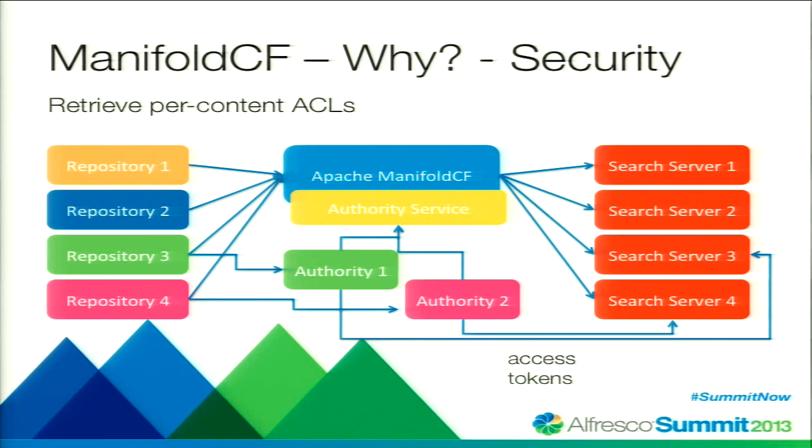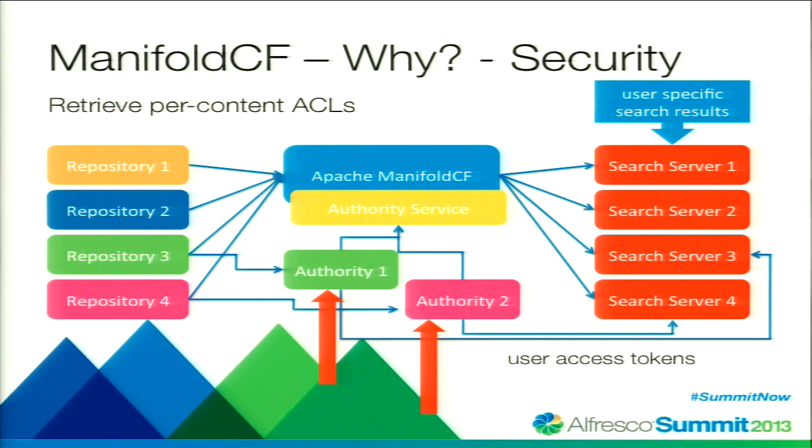This is the security model of Manifold. Manifold will get content from repositories and then check the ACL for each content using the authority connection. In this way, for each content, we can create indexes for the ACL of the content. So not only the content itself, but also the permissions associated with the content. The user access tokens are stored in a search server as indexes, and then you can build systems, platforms, applications that will invoke specific user queries. So you have results profiled for each user's permissions.